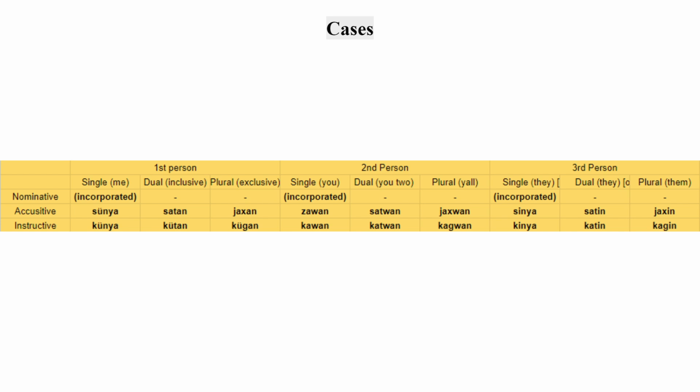So as well as the accusative case, we also have the instructive case, which means and. So, for example, you and me would be Zawan Gunya. Zawan, which means you, and Gunya, which means and me.